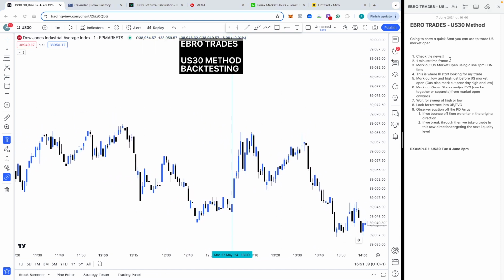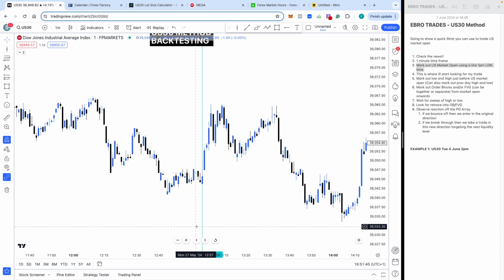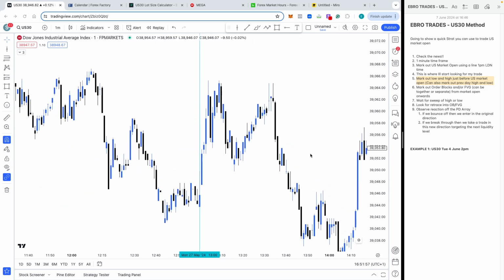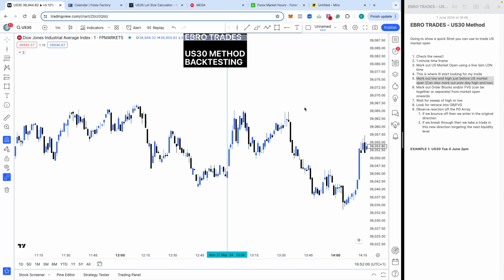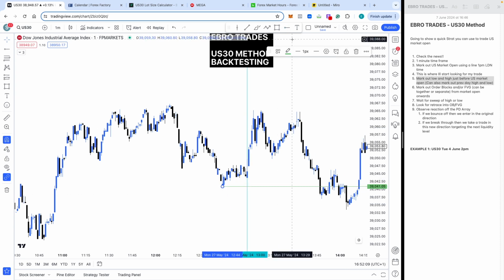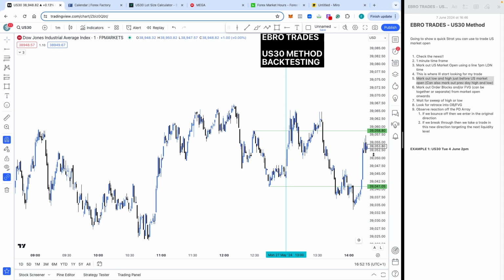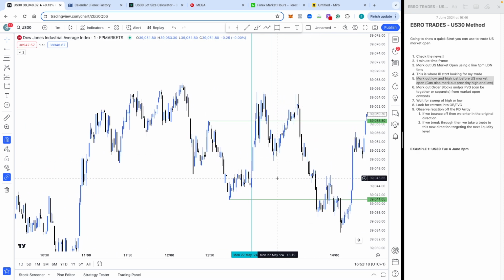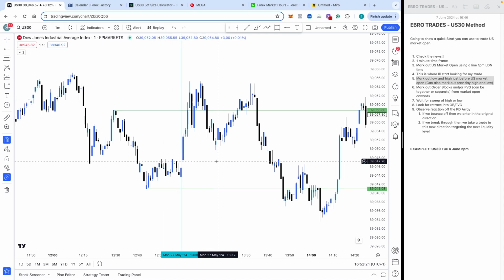We mark out, on the 1 minute time frame, the US market open line at 1 p.m. We've got our line at 1 p.m. over here. Cool. This is where I'll start looking for my trade. So we mark out our low and our high just before US market open. I know this is hindsight trading, but this setup is so simple, and this is how I backtested it, because you want to get a feel for the charts. This is how I suggest you backtest it. So you want to mark out your low and your high just before market open, just like so.